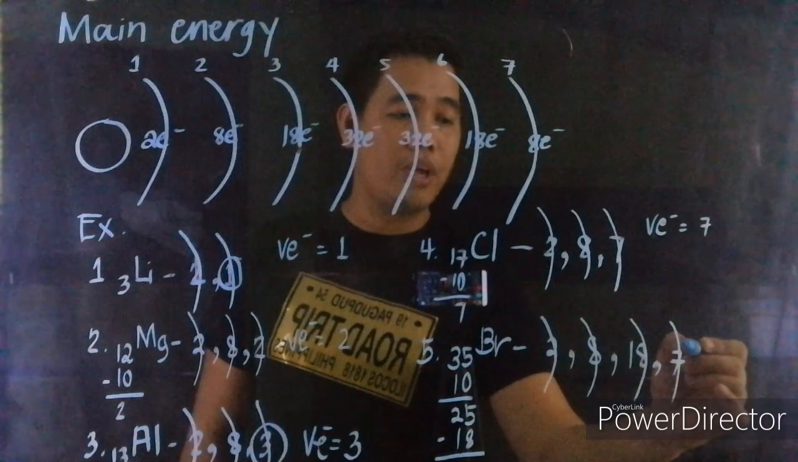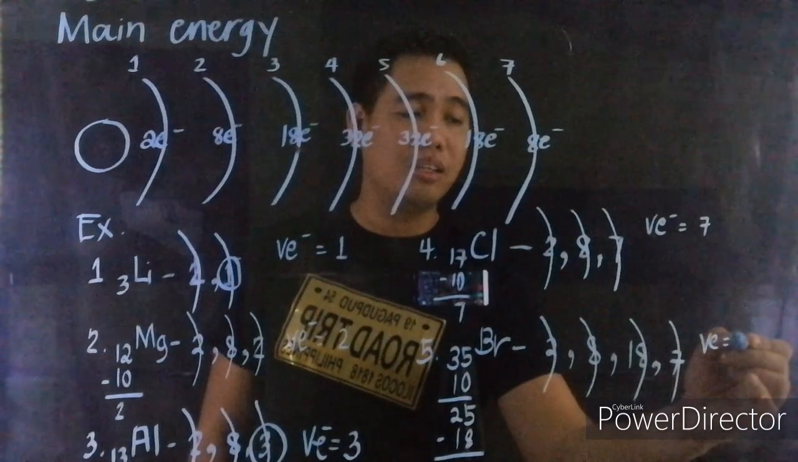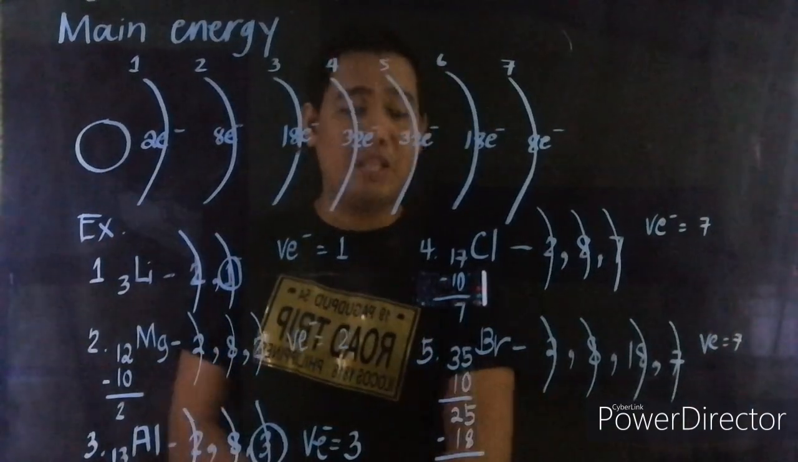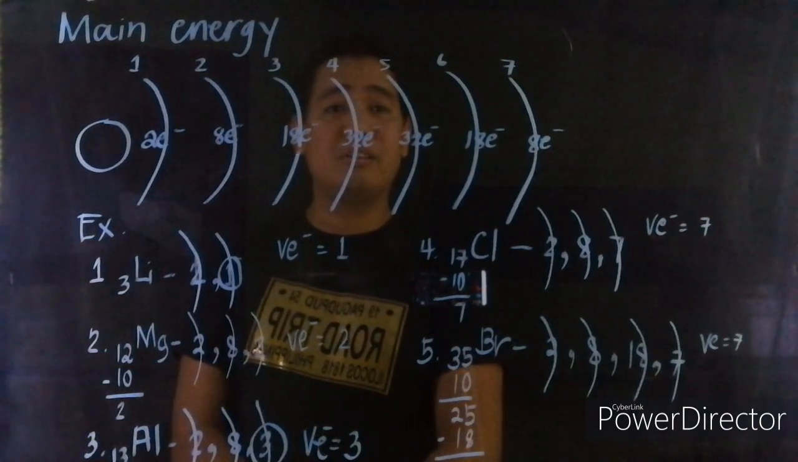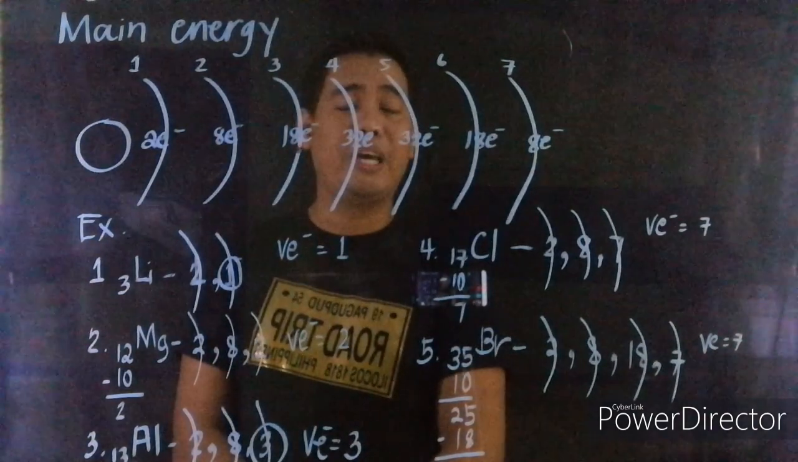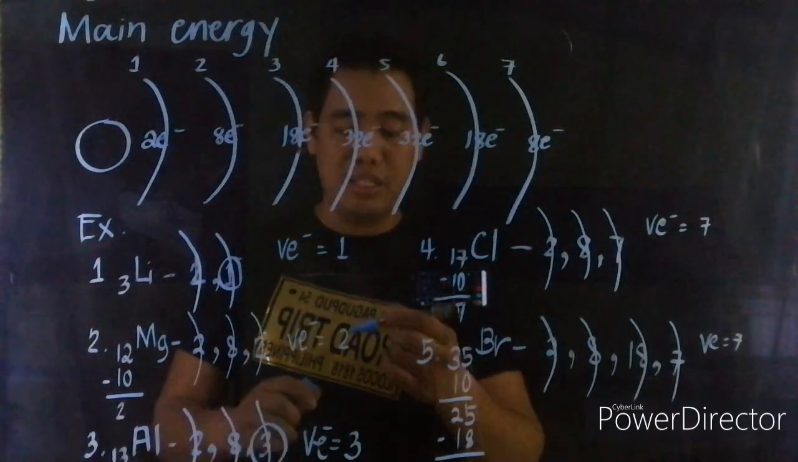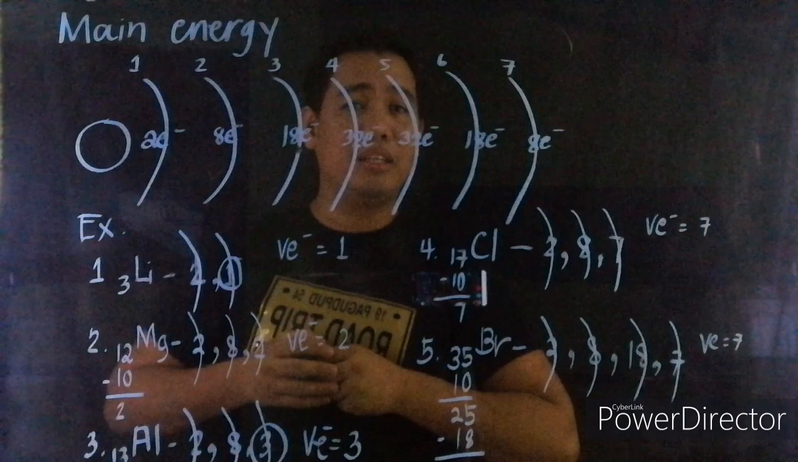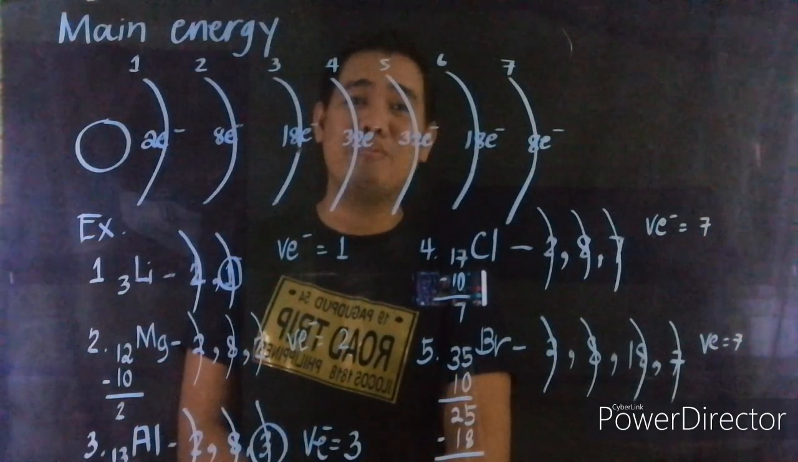Electron. So we have 7. So therefore, it belongs to group 7, and the valence electron is also 7. Okay? So main energy is very useful in determining the number of electrons in the outermost shell and the period number of a given element.